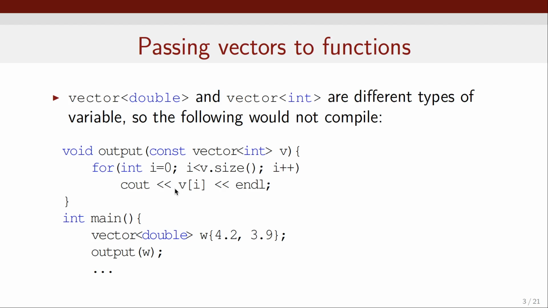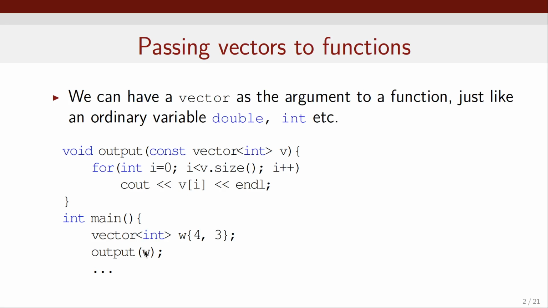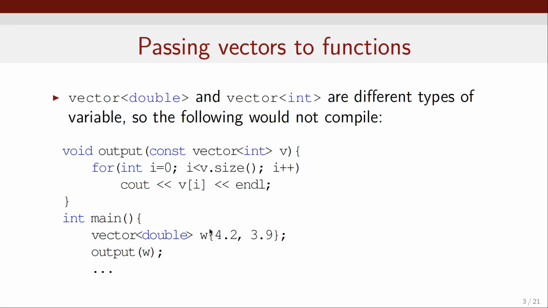Now, if you try and do that with an argument type that does not match, you're going to get an error. So in this example, we have declared that the argument of the function is a vector of integers, and we passed a vector of integers. But if we declare that the argument is a vector of integers and we try to pass a vector of doubles, then the compiler will complain. The program will not compile. So the argument type has to match, obviously.